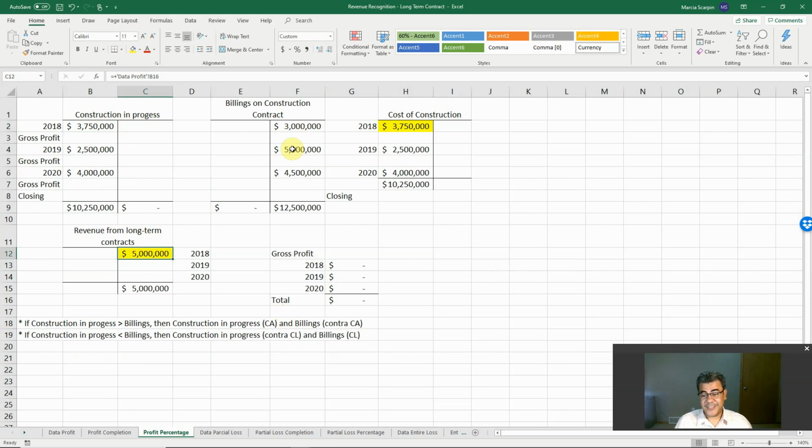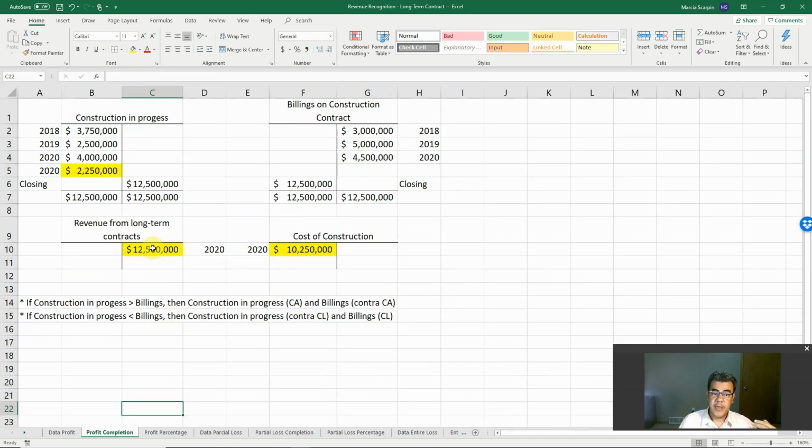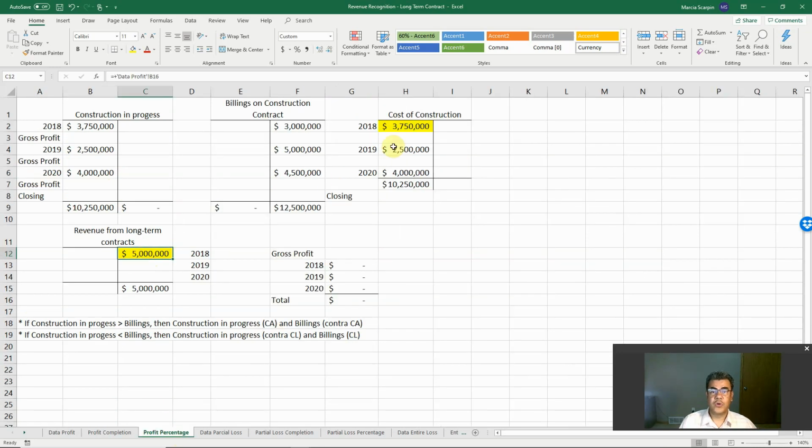It is not balanced, so we use the same approach here. Revenue, costs, and the number to balance is construction in progress. So 5 million less 3 million and 3 quarters is $1.25 million, or 1 million and a quarter. This is our gross profit for 2018.